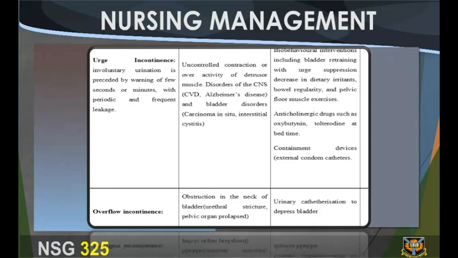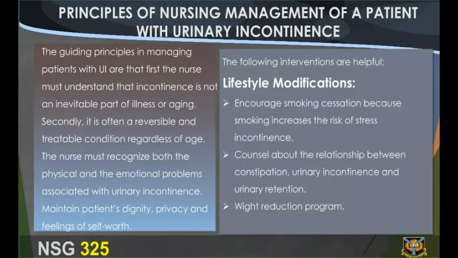Anticholinergic drugs such as oxybutynin and tolterodine at bedtime, and containment devices. Principles of nursing management of a patient with urinary incontinence.